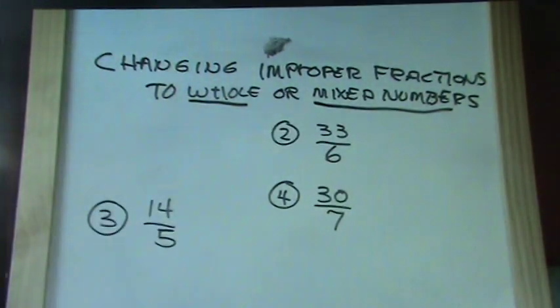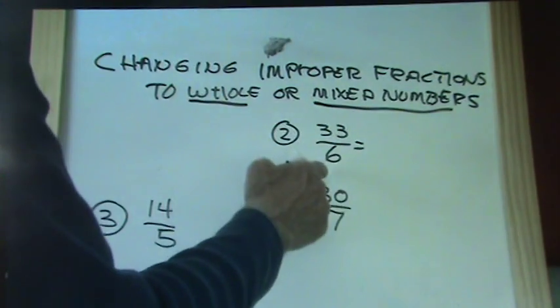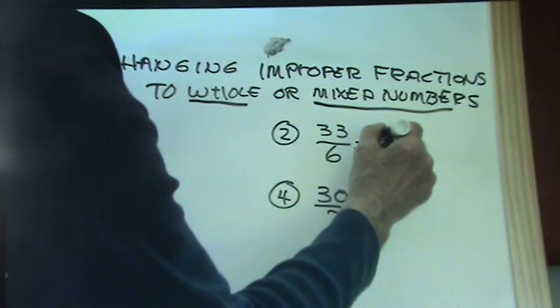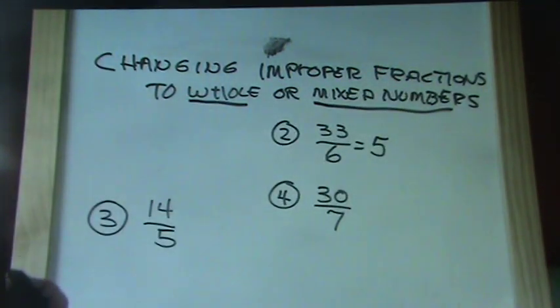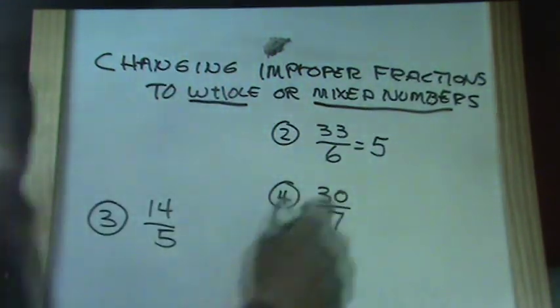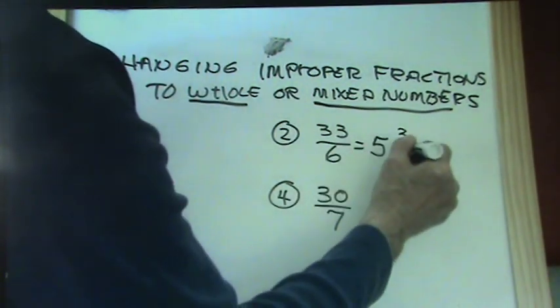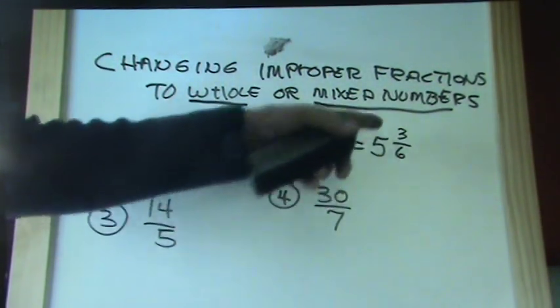Let's take this one, number 2, 33/6. Well, 6 goes into 33 5 times, because 5 times 6 is 30. So 5 at 30, so 31, 32. So I have 3 left over, and the denominator becomes 6. So 33/6 is equal to 5 3/6.